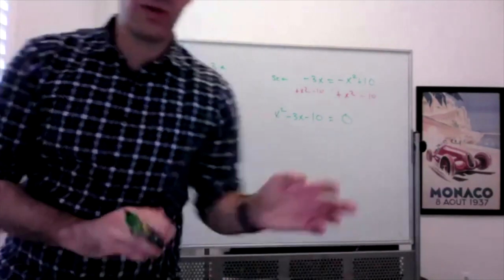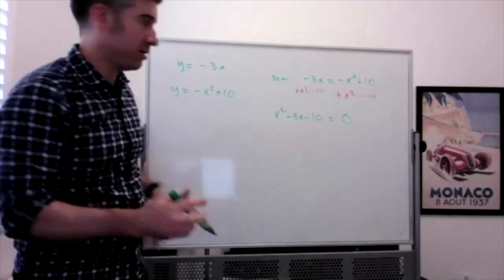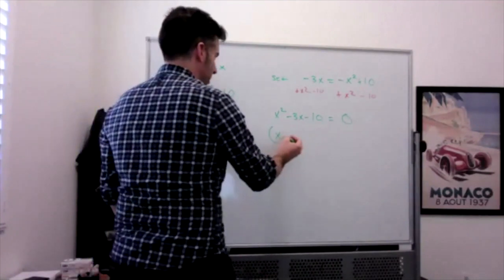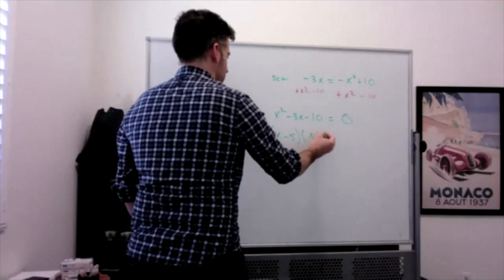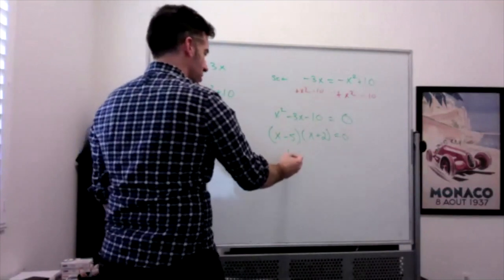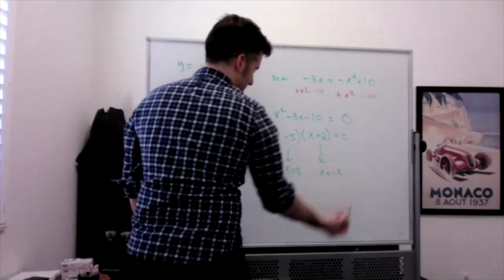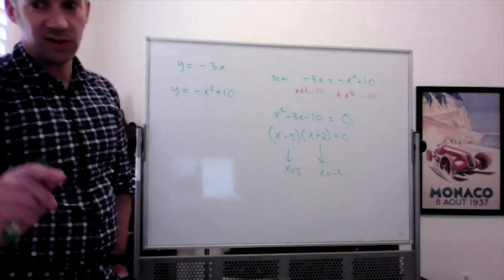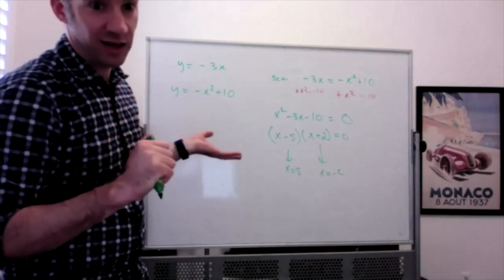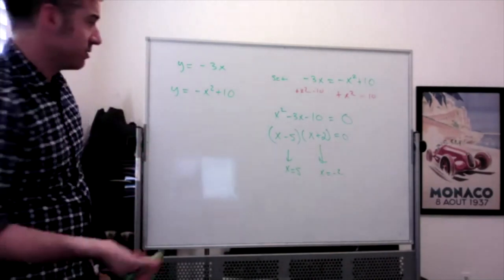And then if the person writing the question has been thoughtful, this should factor nicely. This does factor. It's x minus 5 times x plus 2. So the solutions to this equation are x equal to 5 and x equal to negative 2. But we're not done, because the question didn't say find the x values where these intersect. It said find the points where they intersect. So the points of intersection are the xy coordinates.